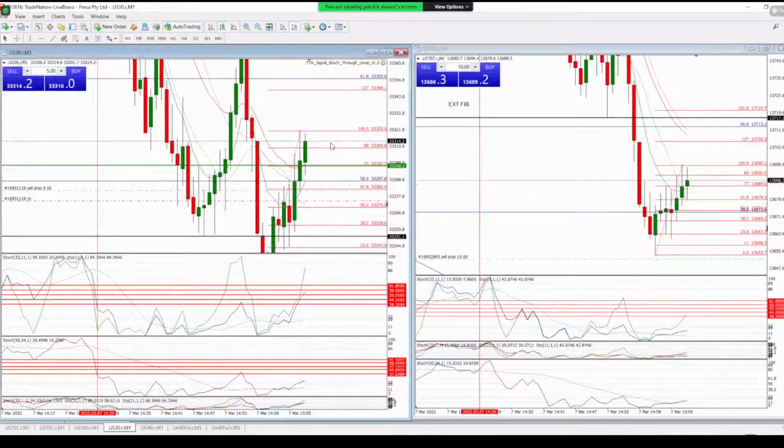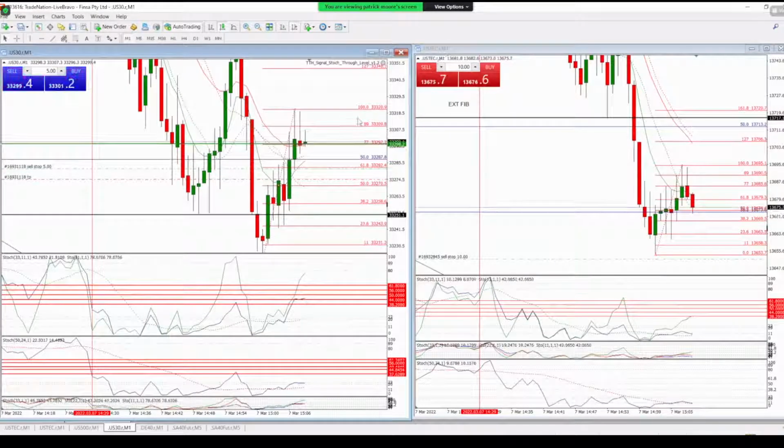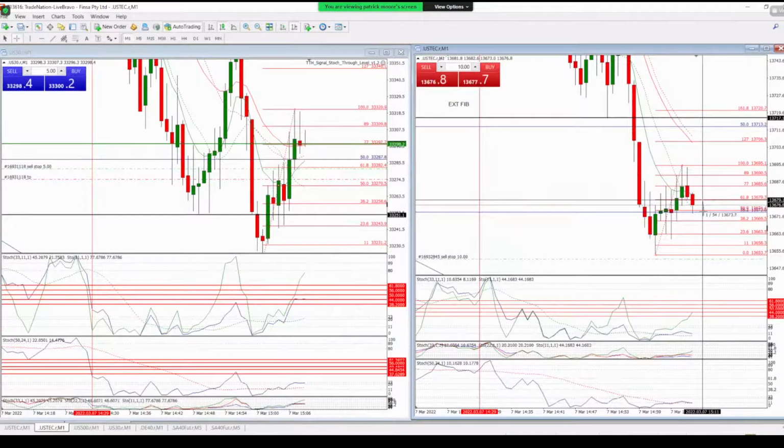Okay, 50 moving average resistance on Dow, 11 of the daily high low, halfway between the 50 and 61.8. We would have triggered here, we would have hit TP on US Tech, we just didn't have the range for it.